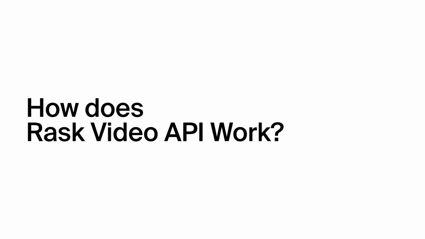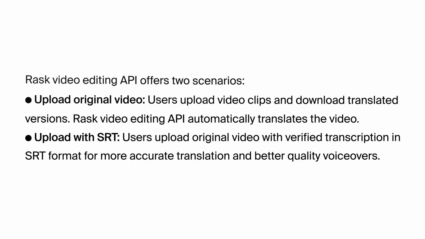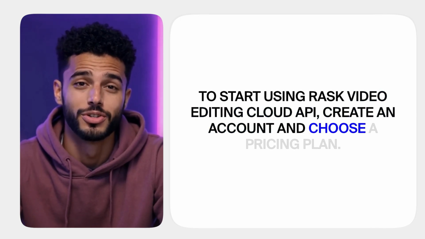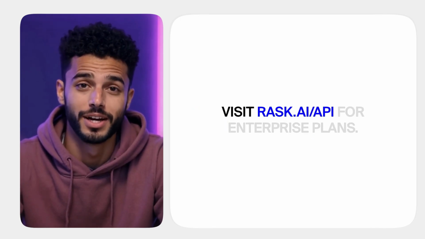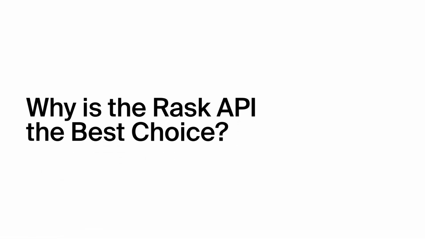How does Rask Video API work? Rask Video Editing API offers 2 scenarios. Upload original video. Users upload video clips and download translated versions. Rask Video Editing API automatically translates the video. Upload with SRT. Users upload original video with verified transcription in SRT format for more accurate translation and better quality voiceovers. To start using Rask Video Editing Cloud API, create an account and choose a pricing plan. Visit rask.ai/API for enterprise plans.